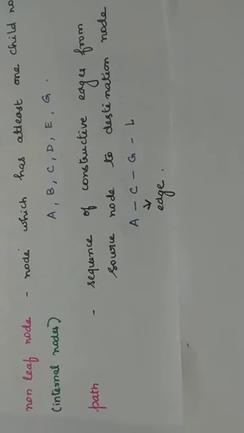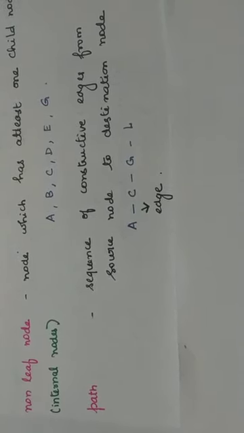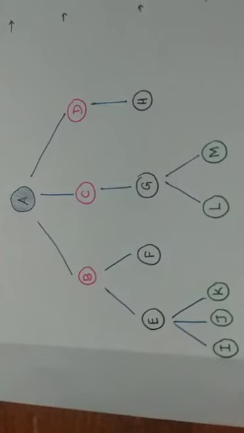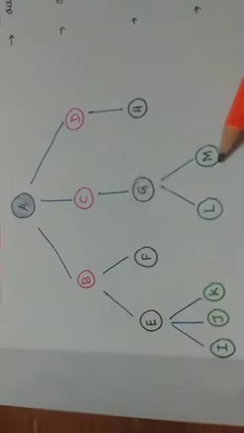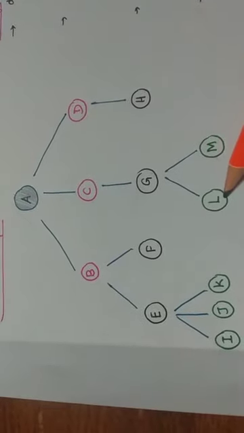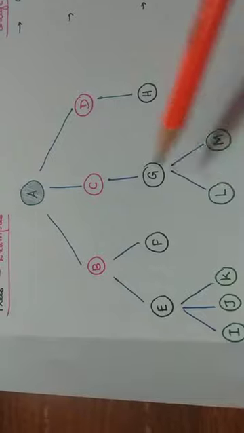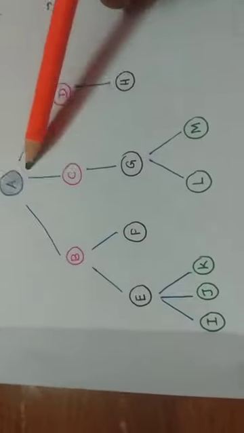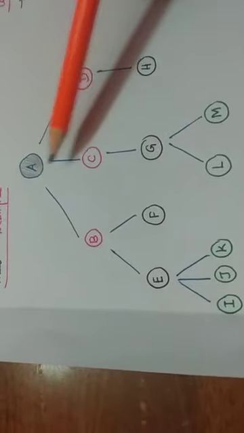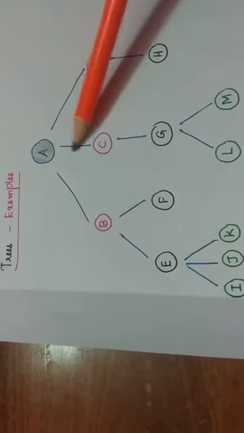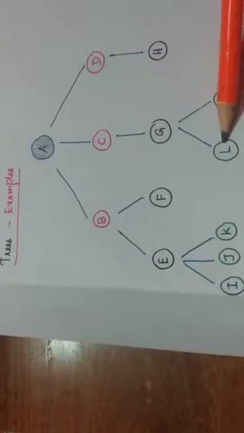Next is a path. It is a sequence of consecutive edges from a source node to a destination node. Suppose I wanted to find a path from the root node to L. So what is a path? It is nothing but a sequence of consecutive edges from our source node to a destination node. So what is our source node? It is A to C, C to G and G to L. So this is a path from A to L.